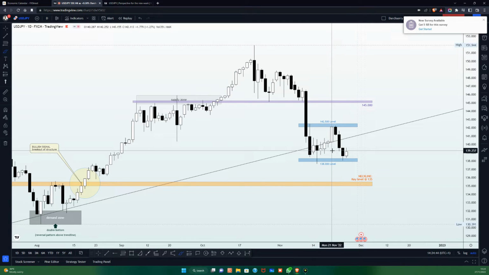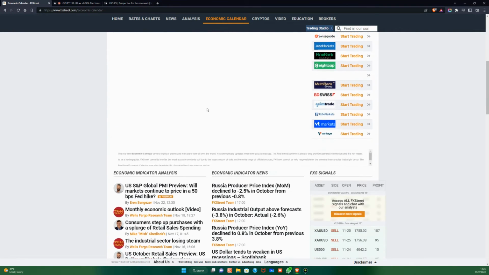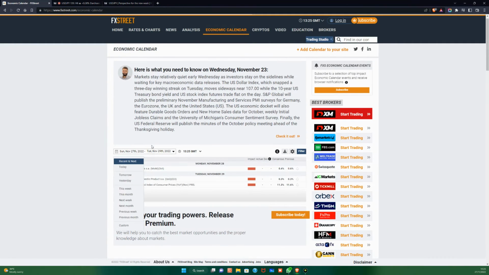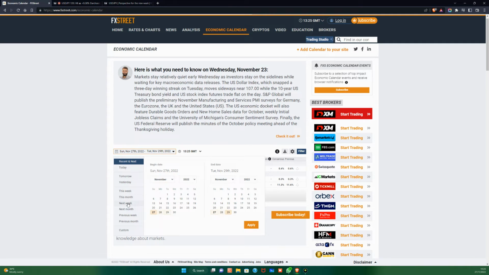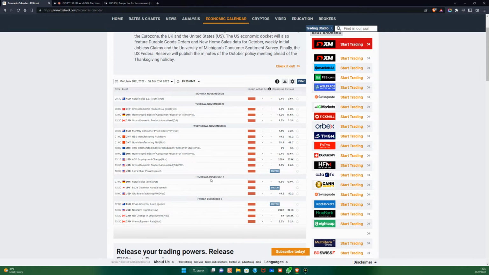Before I go into the details on this pair, let's quickly go through the economic calendar, as there are a series of macroeconomic events that will be serving as a catalyst for price movement for this week. If we go into the economic calendar and look at what we are going to be seeing next week, let me pull that out for us so that we can see. So we have the 28th to the 2nd of December.